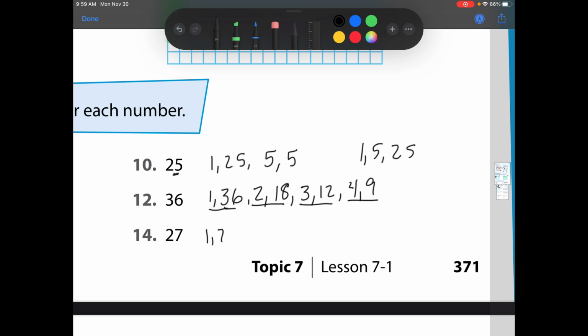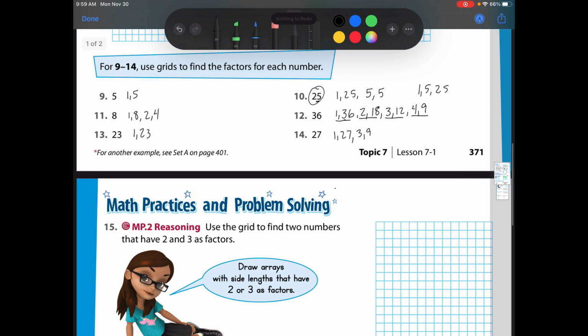27, just like always, 1 times whatever that number is. And this one's nice because it's also similar to 25. In the 20s, we have 3 times what? 3 times 9. So it's similar because it's close to it. So those are my factors for 27. Now let's head off to our next ones down here.